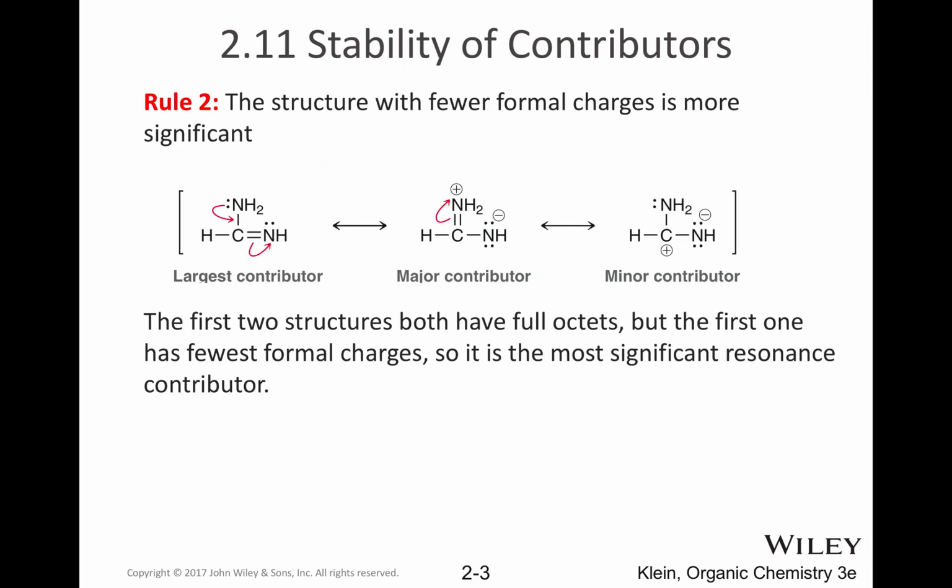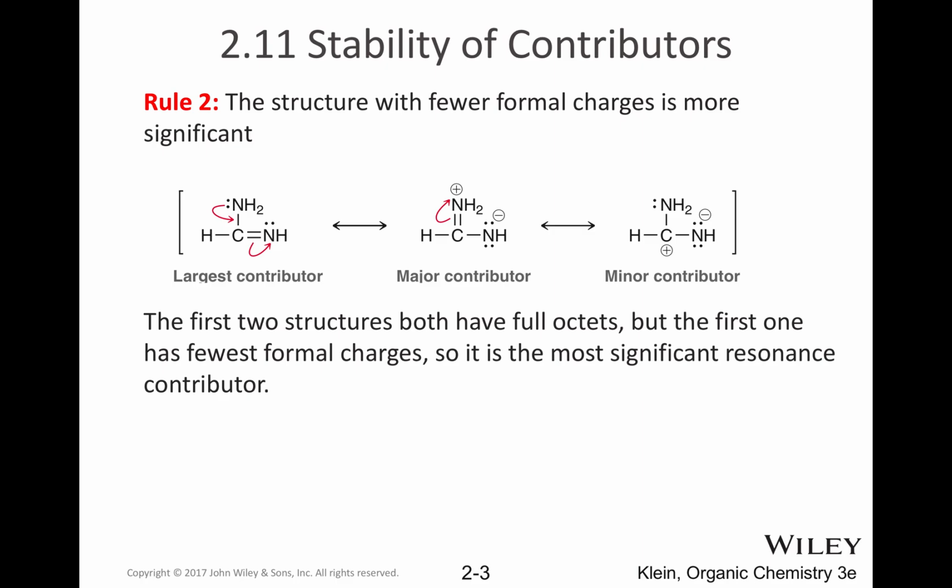Rule number 2. The structure with fewer formal charges is more significant. Now, I said this before, and I'll probably say it a million other times this semester. Nature likes neutral. The less charge we can create in a resonance structure, the more important that resonance structure is going to be. Okay, here we have 3 resonance structures drawn out.